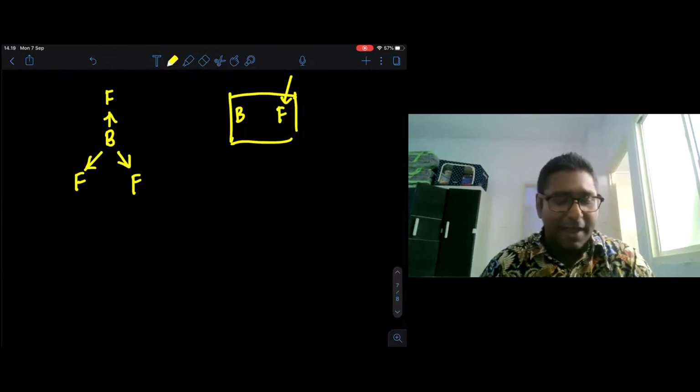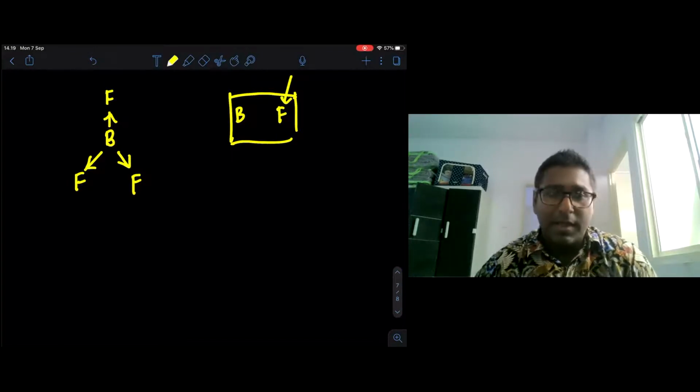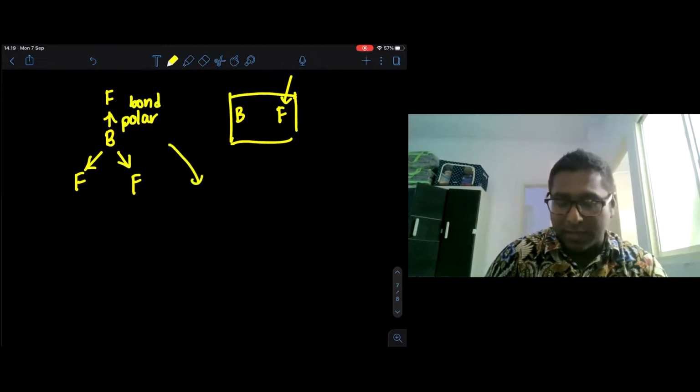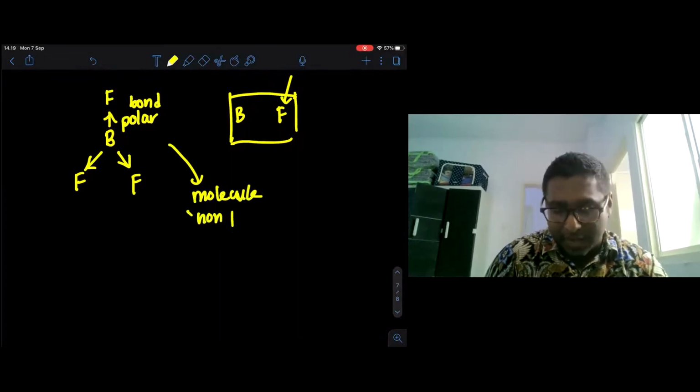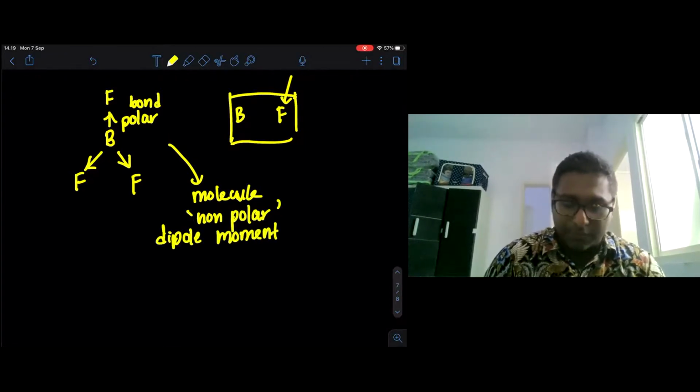So basically, the electrons will arrange themselves so that they are equally distributed within the molecule. If they are equally distributed, even though the bond is polar, the entire molecule is non-polar. Why is the entire molecule non-polar? Because the dipole moments cancel each other out.